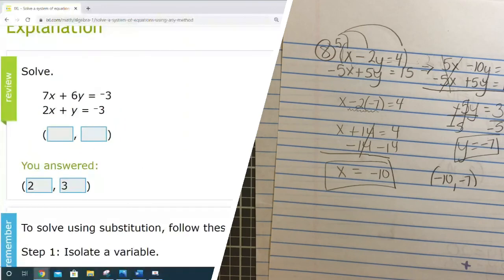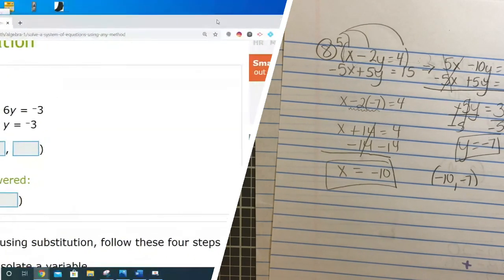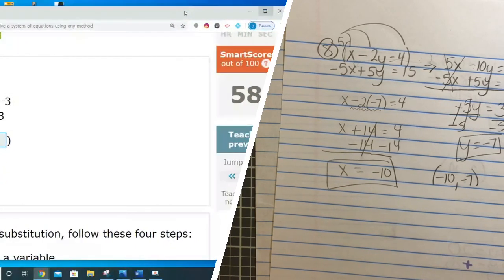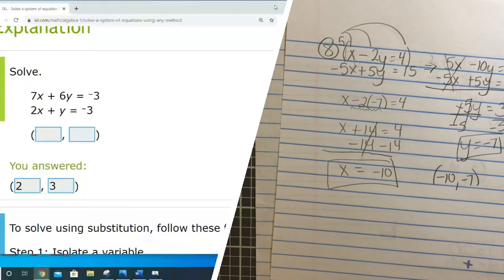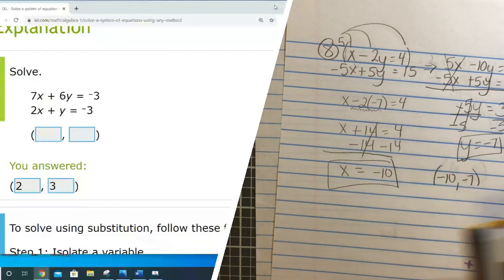But again, notice it dropped me down to, oh, you probably don't see that. It dropped me down to a 58 for my SMART score, okay, because I got that one wrong. So keep that in mind that you're definitely going to want to always check them in your calculator before you move on to the next problem, okay?